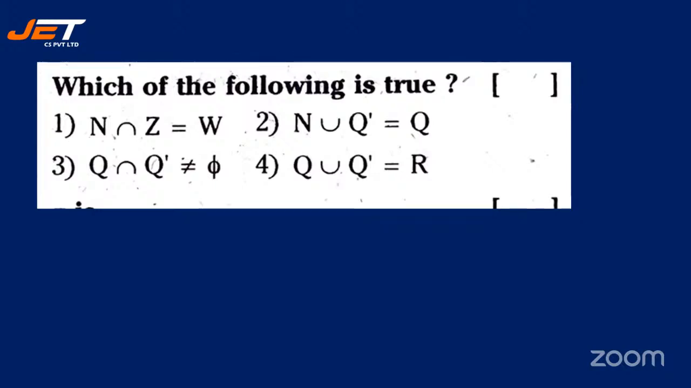Which of the following is true? So here we have 4 options. N intersection Z is equal to W. N union Q dash is Q. Then N intersection Q dash is not equal to a null set, or Q union Q dash is equal to R. Yes, so you have to find out which of the following is true.